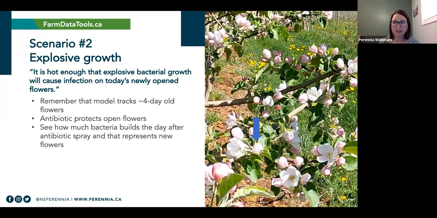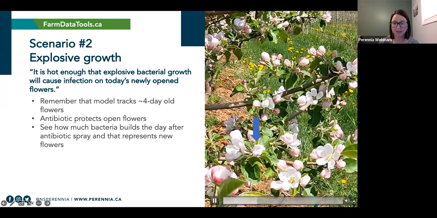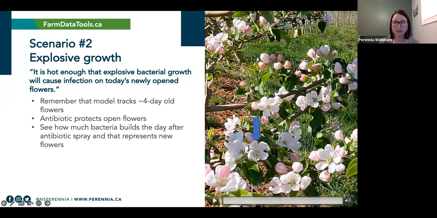So the flowers that are already opened, say you put on an antibiotic spray and the bacteria has been knocked back on these flowers, knocked back to 0. But when I press play here, after the spray, these flowers are going to open. And if they become colonized by bacteria, that's where the population can build within a single day.